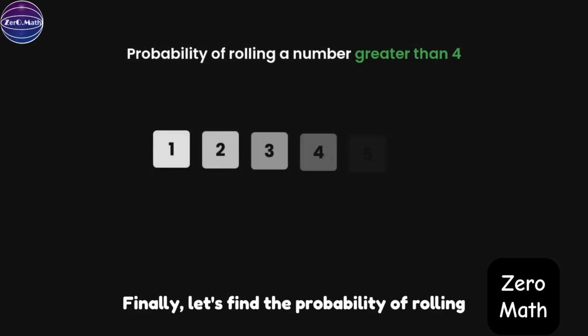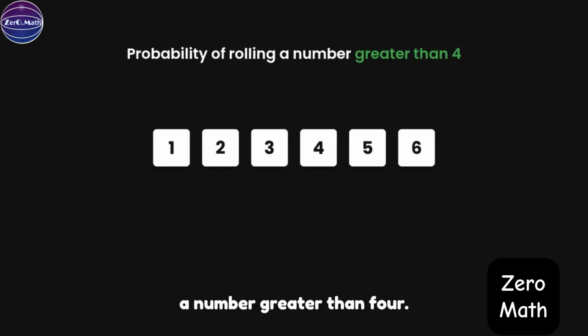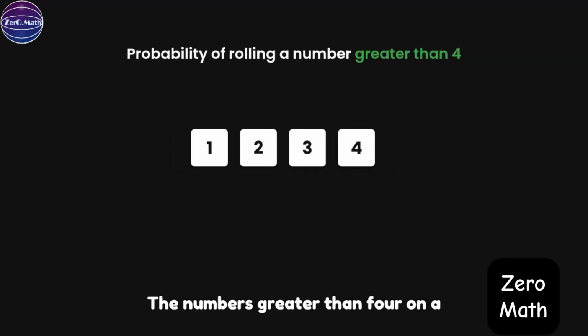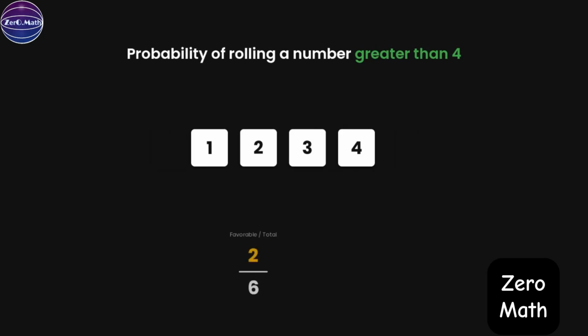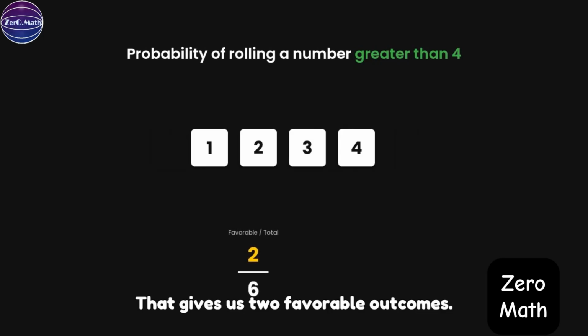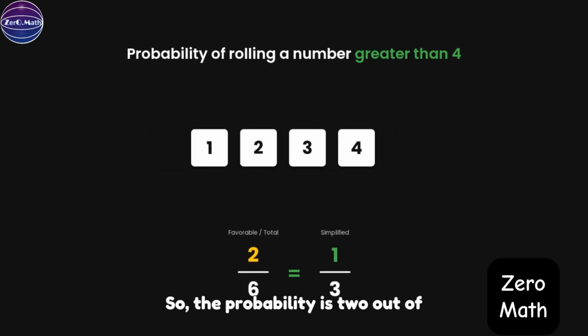Finally, let's find the probability of rolling a number greater than 4. The numbers greater than 4 on a dice are 5 and 6. That gives us 2 favorable outcomes. So, the probability is 2 out of 6, which simplifies to 1 out of 3, or 1/3.